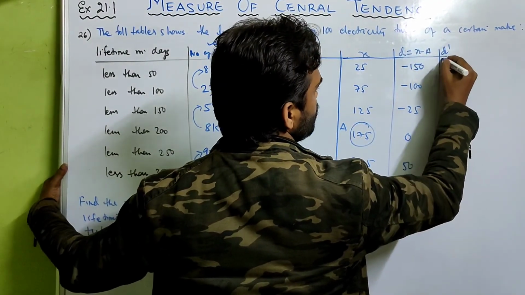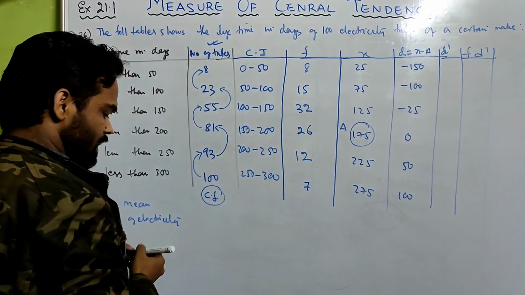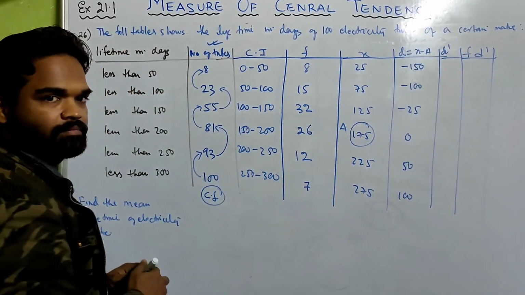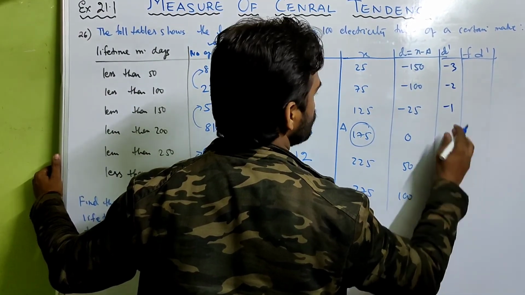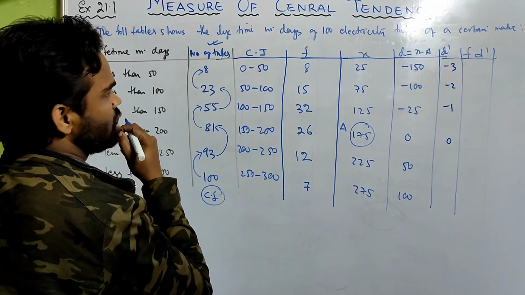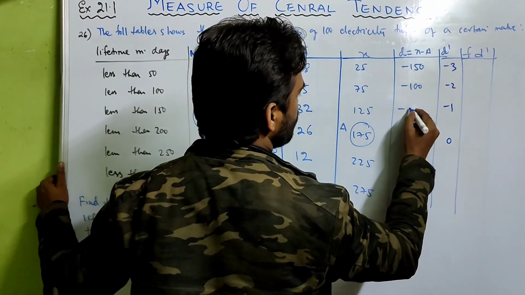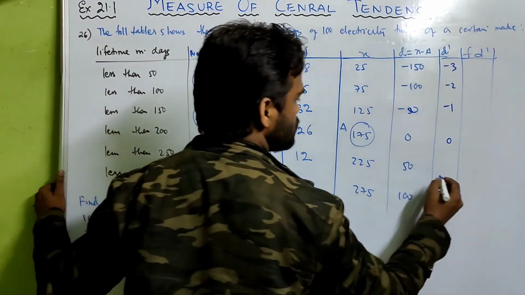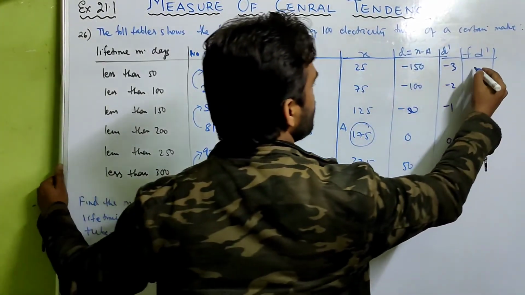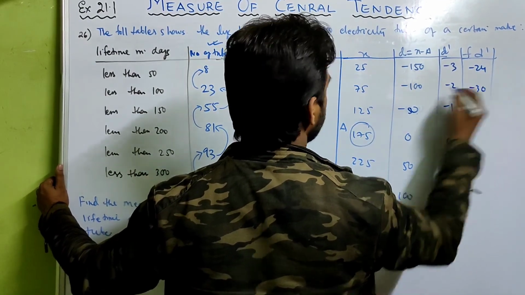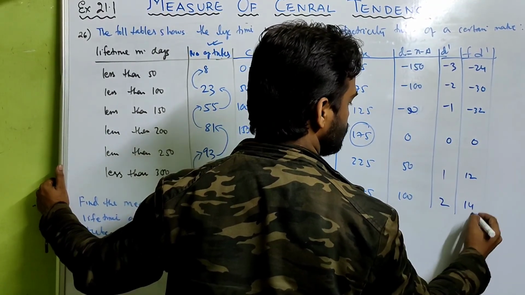Find d dash and f d dash. I need one more column. Now d dash is what? D by c. C is the class size, 50. So minus 3, minus 2, minus 1, 0. Sorry, c is 50. Have we done it correct? There's something wrong. Over here we have to put 50. Yeah, now this is correct. This is 1, this is 2. Then f d dash, f into d dash: minus 24, minus 30, minus 32, 0, 12, 14.